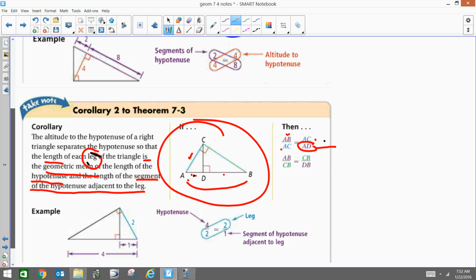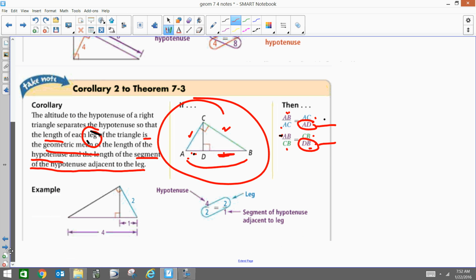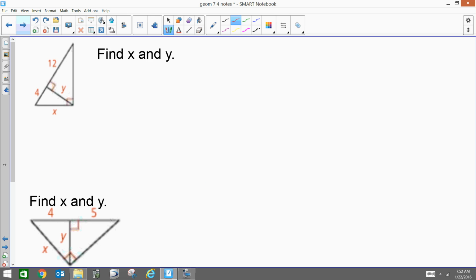Okay, so we have another leg. It's called CB. So there's your geometric mean between the hypotenuse again, and this time this segment of the hypotenuse is adjacent to the leg that we're talking about up here. Okay, so again, it's very important that you know the words. Just keep saying them to yourself, because that's how you're going to remember them.